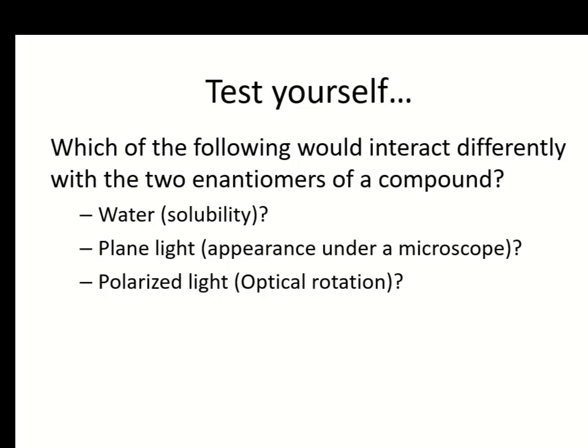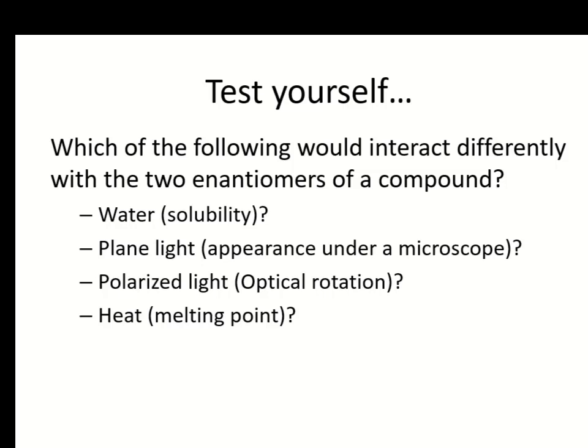Polarized light, now that's a different case. That polarized light does have optical rotation. So there, yes, we would see a difference between the two. And if you've ever seen compounds that are chiral, quite often you'll see stunning photographs of them through polarized light. It's really quite pretty, but you can certainly differentiate in that way. In fact, we've talked about that as a way to characterize the enantiomers.